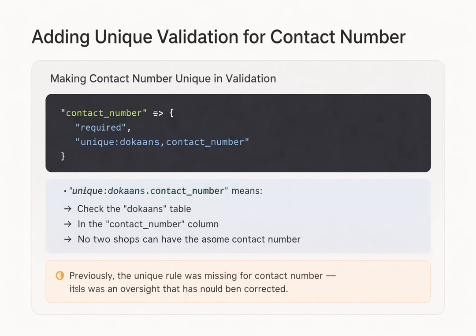Another small but important fix was adding a unique validation rule for the contact number field. The instructor noticed that while other fields had the unique constraint, the contact number was missing it. The fix is straightforward. In the validation rules, you add unique:ducans,contact_number. This tells Laravel to check the ducans table, look at the contact number column, and make sure no existing record already has that same number. Every shop should have a unique contact number, so this rule makes sense and should have been there from the start.